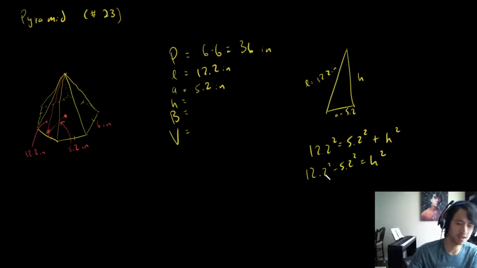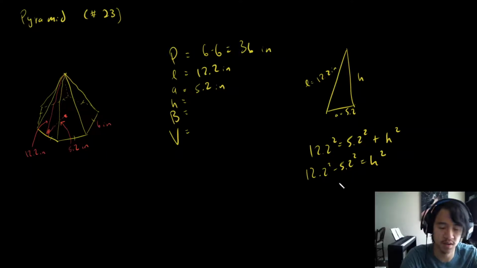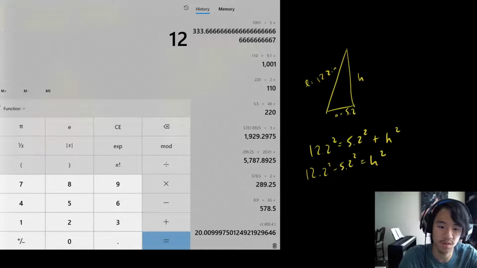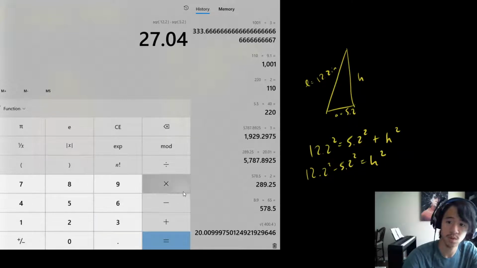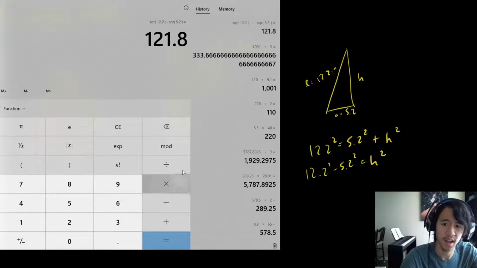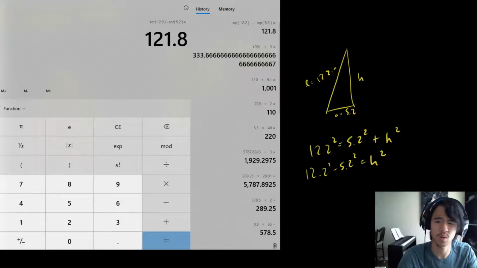And let's go ahead and plug this into the calculator and see what we get. So we have 12.2 squared minus 5.2 squared. And we are given that it's 121.8. So let's go ahead and write that down.